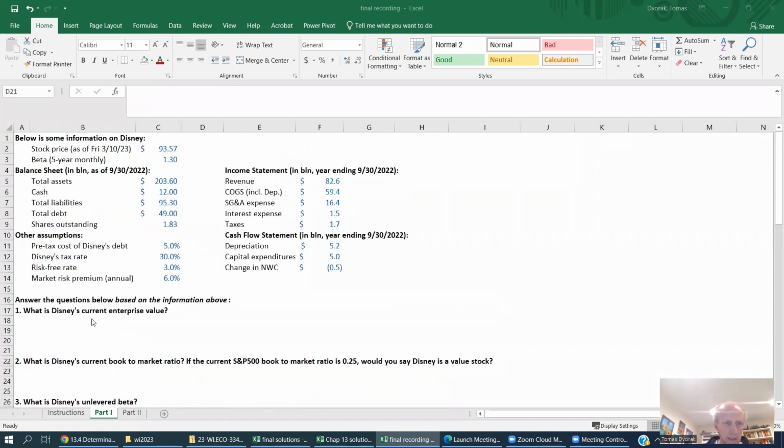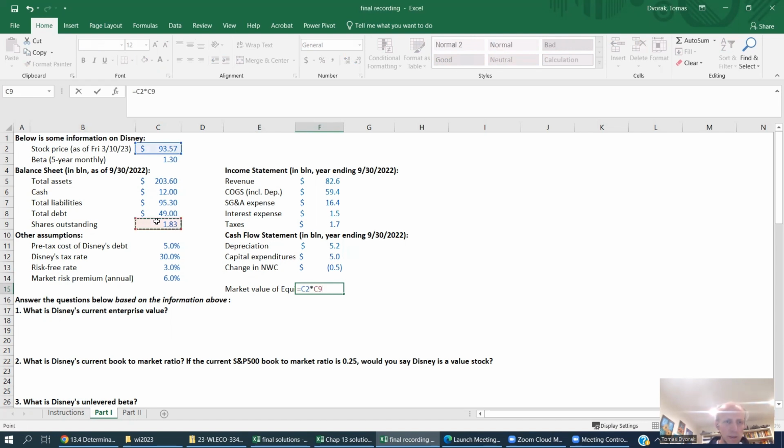What is Disney's current enterprise value? All right, so we're going to need a couple of things for that. We're going to need Disney's market value of equity. Market value of equity, that's just the share price times the number of shares outstanding. And this is going to be in billions of dollars. Let's make that red. And then we need net debt.